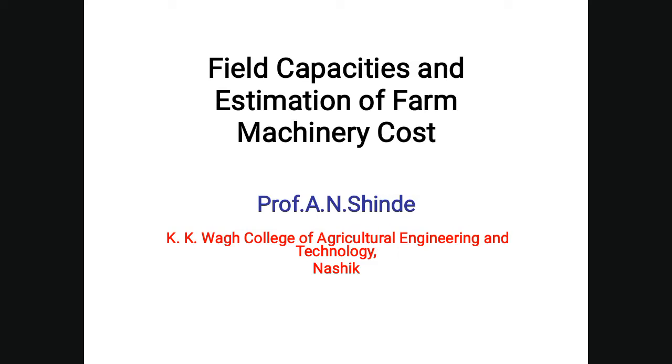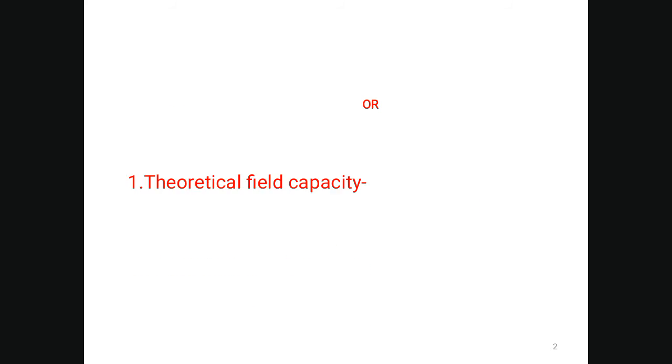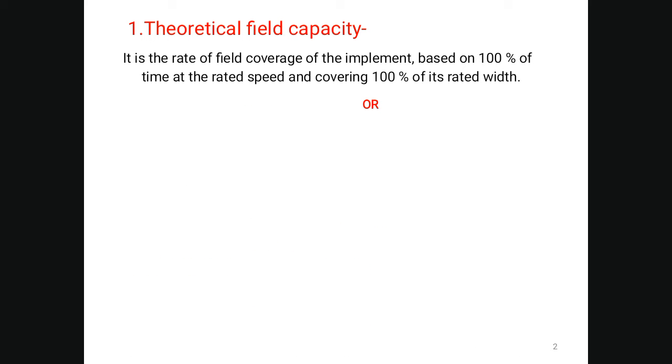Now, the use of the RNAM test code. Again, we consider field capacities, field efficiencies of the equipment, and estimation of the machinery cost. The theoretical field capacity is the rate of field coverage of the implement based on 100% of the time at rated speed and covering 100% of the rated width.